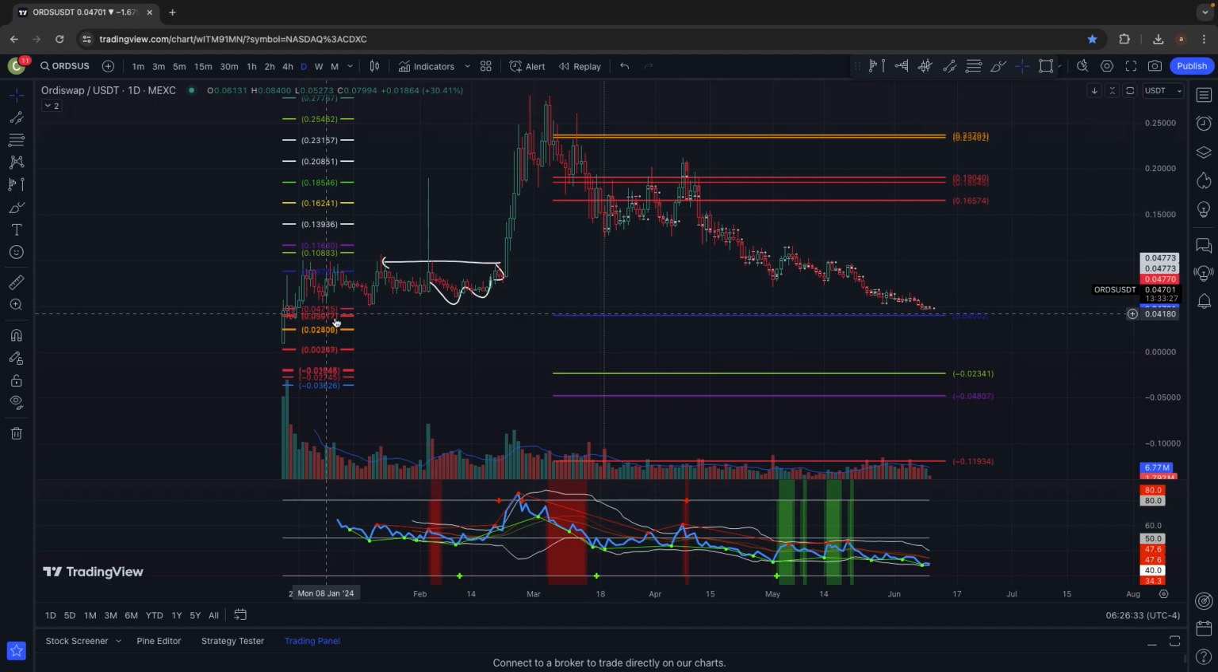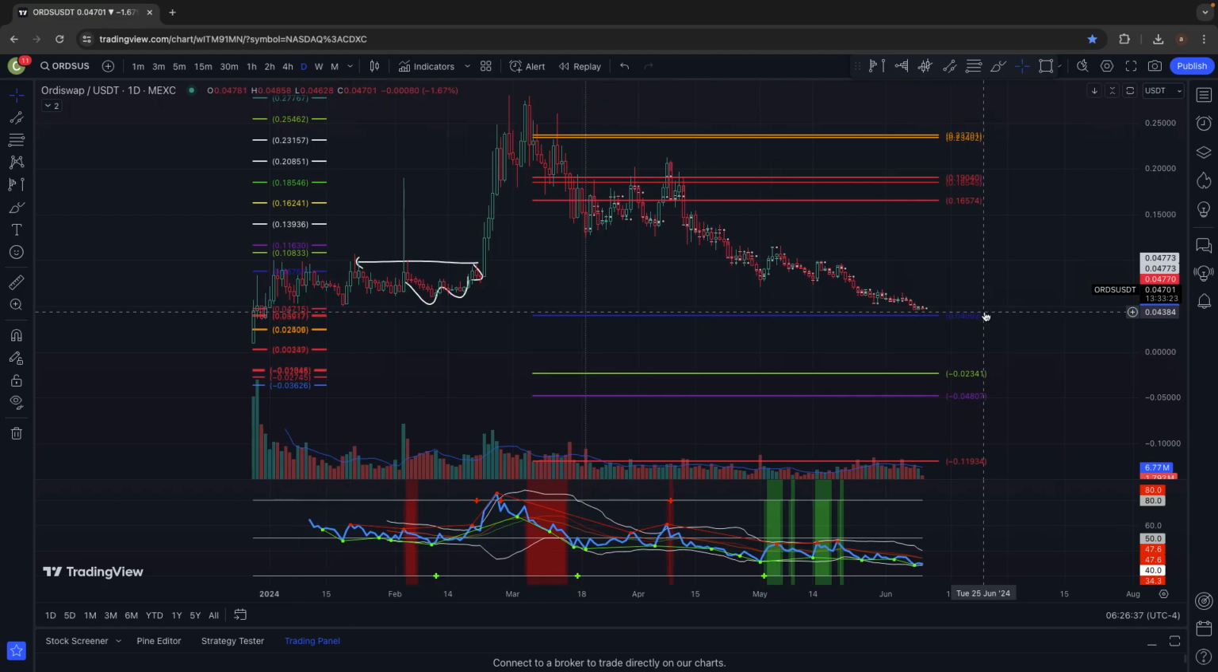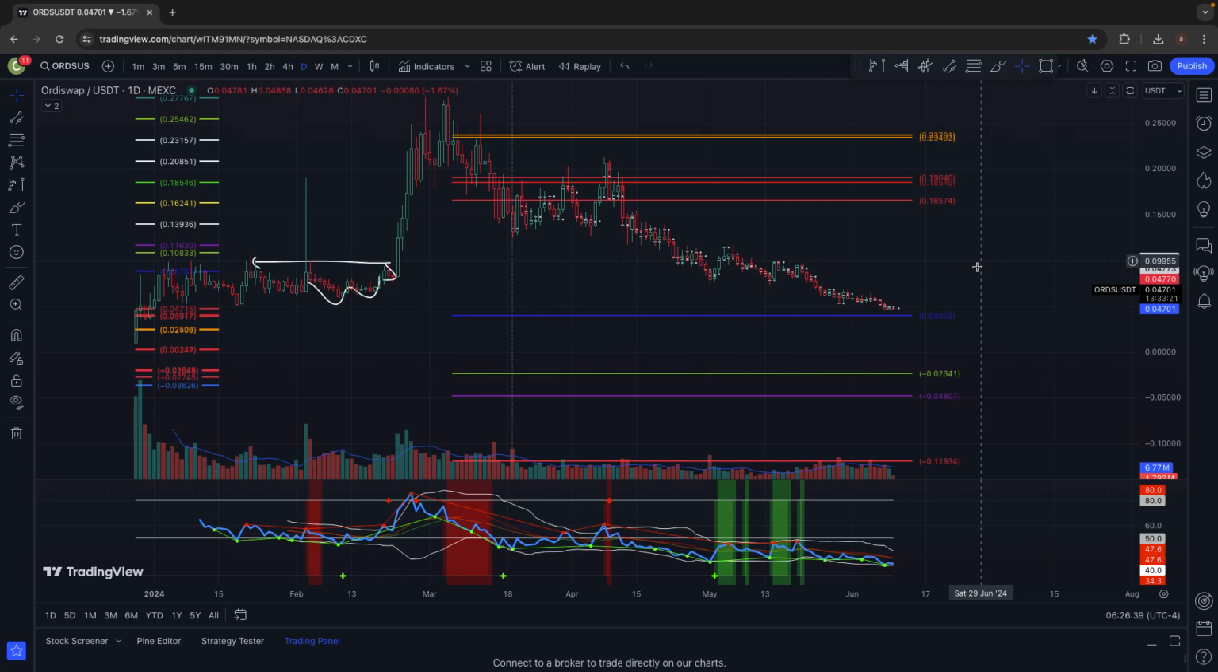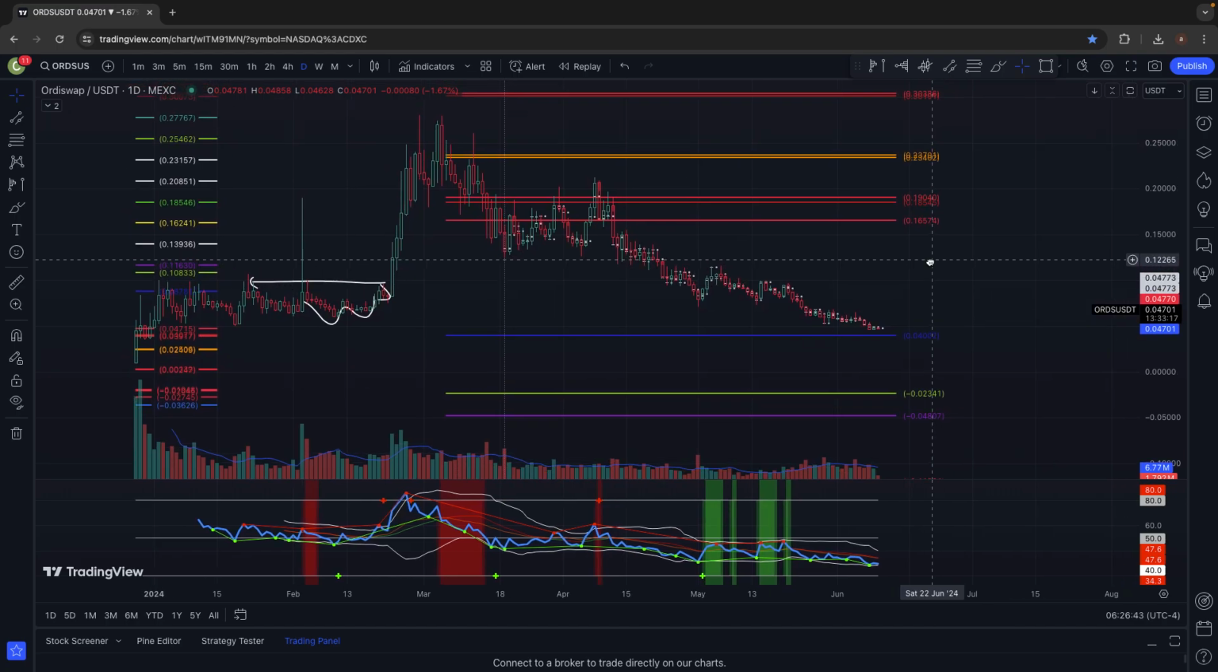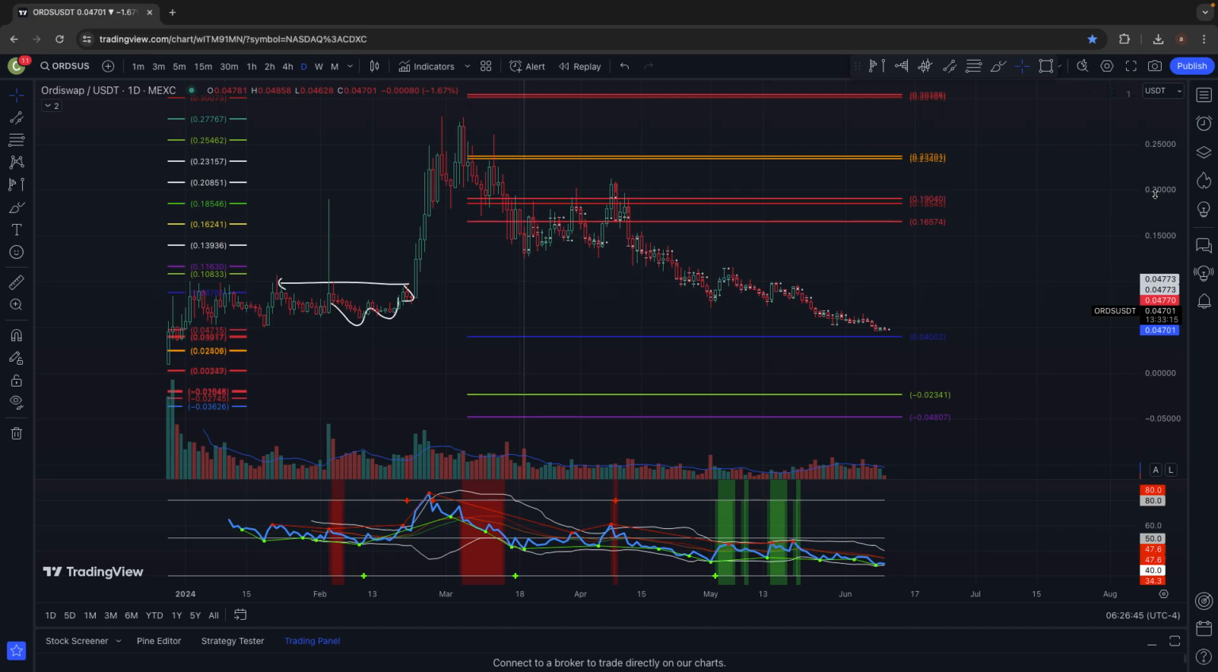This little order block over here around 3 cents, it's a prime buying opportunity. As a matter of fact, full disclosure, I do not own any of this asset. I am probably going to pick up an allocation.